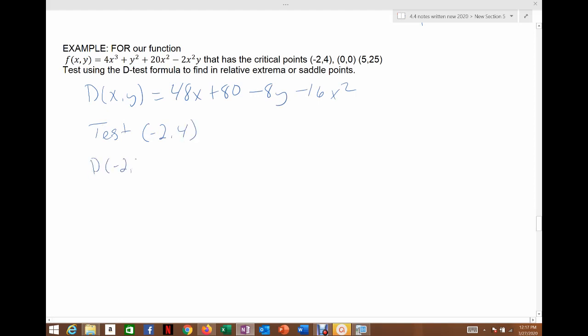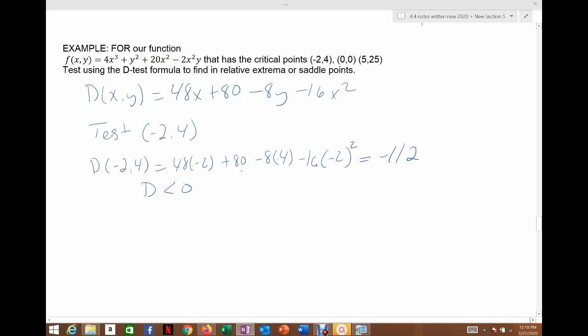So I'm going to take my negative 2, 4 and plug it into my D formula. It's not a negative 4, it's a positive 4. Make sure you're careful that negative 2 is being squared when you plug it in. So when we plug in negative 2, 4, it comes out a negative number. My D-test came out negative, so that's the second case.